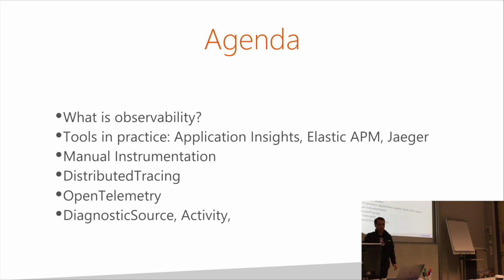Okay, so what's the agenda for today? I'm going to start talking about what is observability and why this is important, and then I'm going to show you a couple of tools. I'm going to show you Application Insights. I'm going to show you Elastic APM, which is what I work on, and then I will also talk about Jaeger. Then we will talk about how to trace stuff in your code base manually. Then we will talk a little bit about distributed tracing, then OpenTelemetry, and then we will dive deep into DiagnosticSource and Activity.